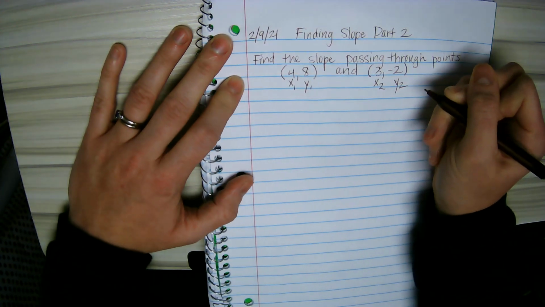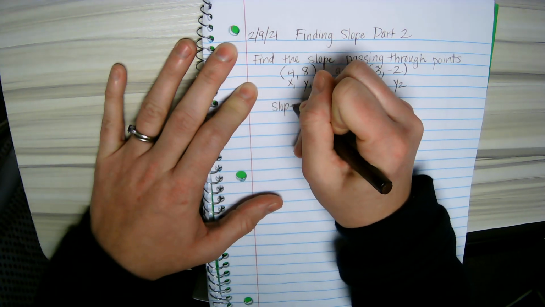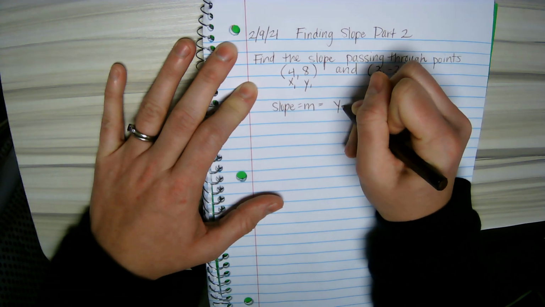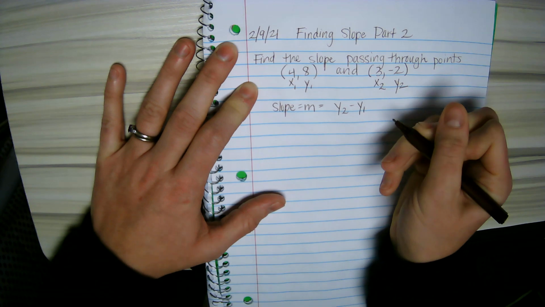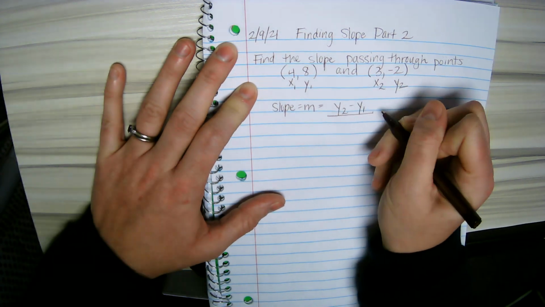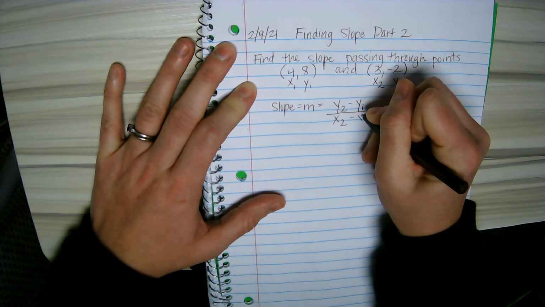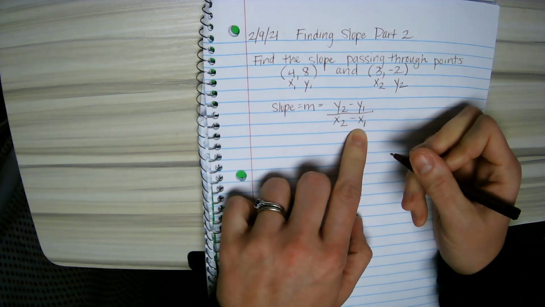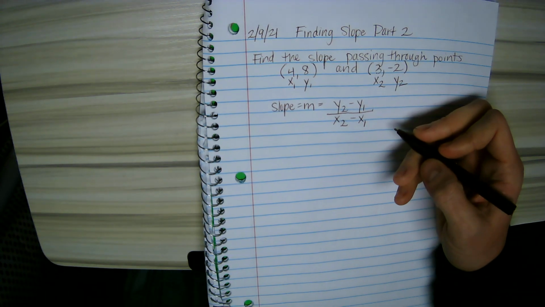just like yesterday. We can find the slope, or m, by taking y2 minus y1, remember that's the change in y, or delta y, divided by x2 minus x1, so the second x value minus the first x value, which is the change of x.